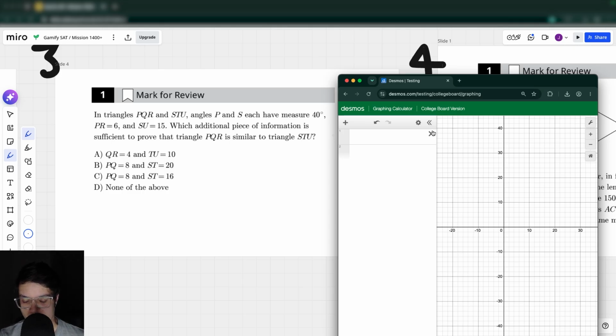Moving on, sometimes you see problems where you have to actually prove that they're similar. So this is kind of geometry type stuff where you have different pieces of information given to you and you have to actually think to yourself, what would make this true? Not just what to do, but how would this even be true in the first place? So it says here triangles PQR and STU. So I'm going to go ahead and draw those.